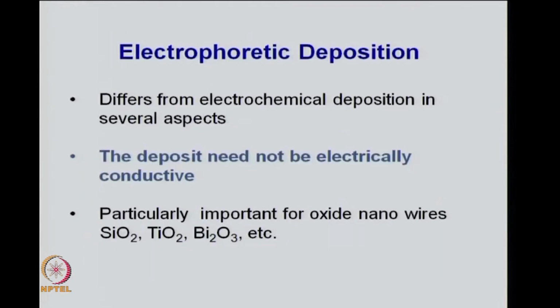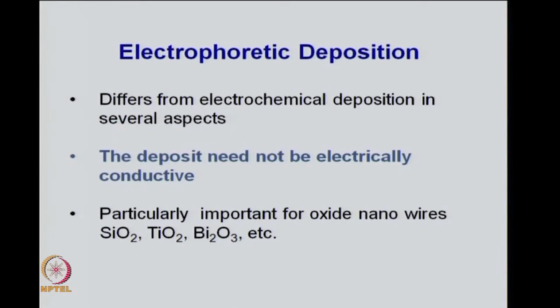Now, so far we discussed what is electrochemical deposition, and as we said, maybe repeatedly, that electrochemical deposition is normally possible when you have a material which is highly conducting. So, what happens when you have materials which are not very conducting, like silica for example, or bismuth oxide or something like that? Then it is difficult to make wires out of them using the electrochemical technique. Then we use what is called the electrophoretic deposition technique. So, it has some aspects of electrochemical deposition, but it is also different in certain aspects.